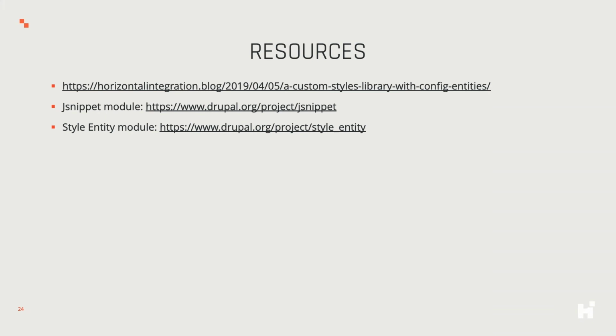Resources. I have a blog post in the works for JSnippet. I don't have that published yet. I did publish a couple months ago a blog post for the styles entity stuff that you can take a look at. It covers a lot of the same content that we went through just now. You can go out to Drupal.org, projects JSnippet, and find the JSnippet module if you want to take a look at it. The style entity module is similarly under style entity. The release on that page has a bug I found when I was creating my slides yesterday. That is fixed in dev, and I will create a new release.